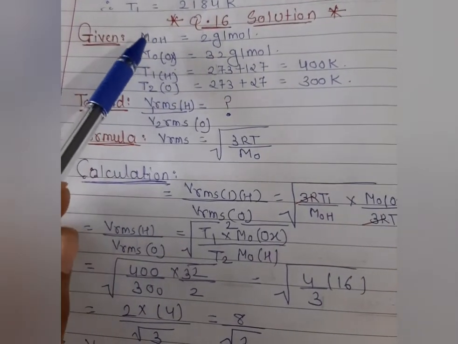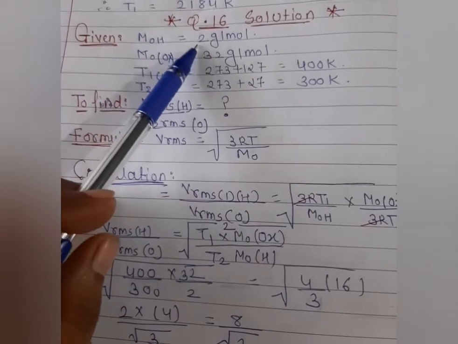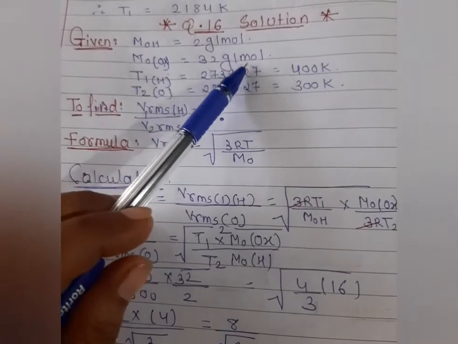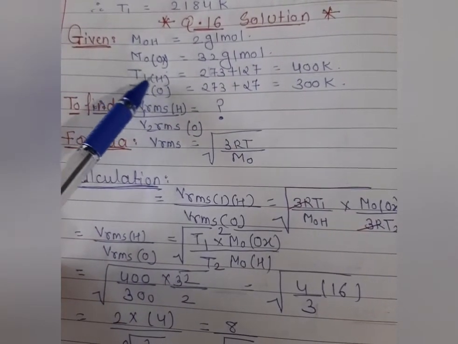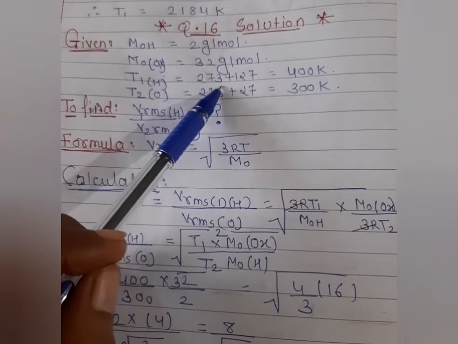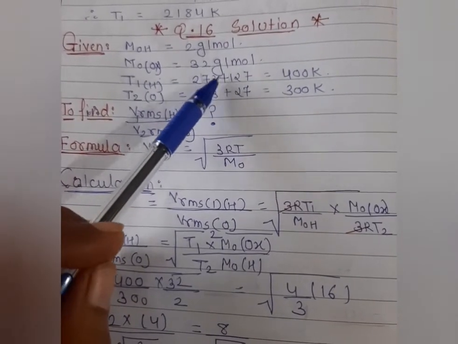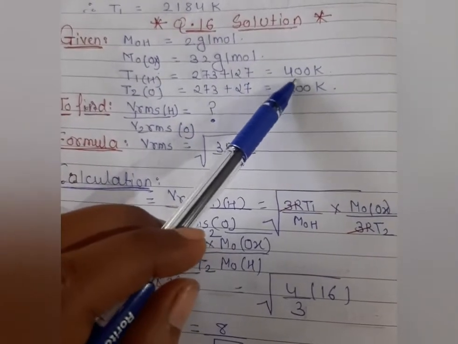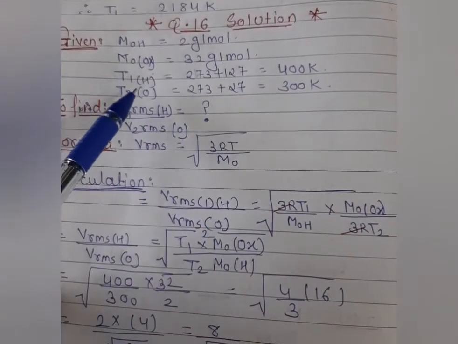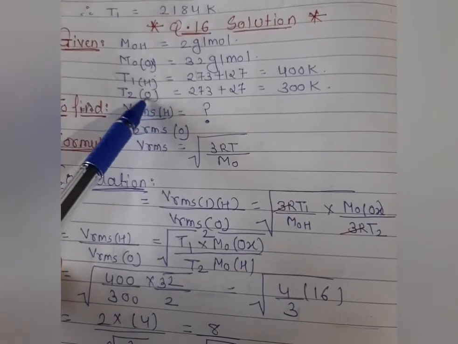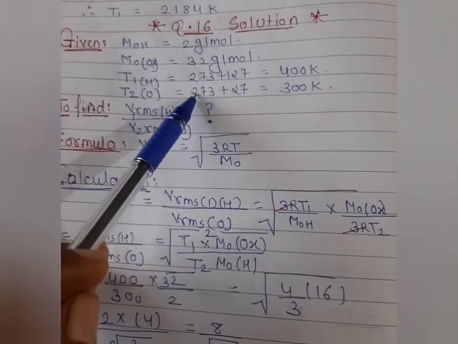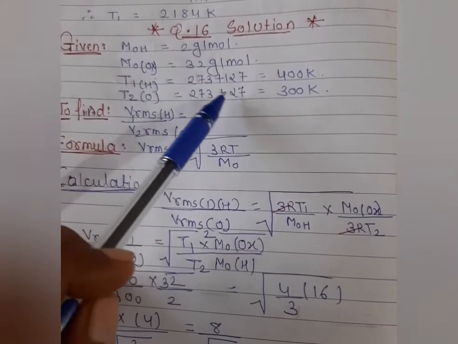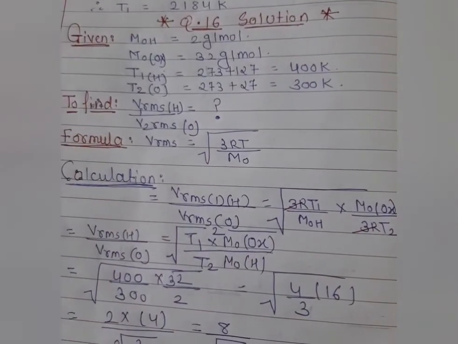So here we have the molar mass of hydrogen as 2 g per mole and oxygen as 32 g per mole. The temperature of the hydrogen, T1, converted from degrees Celsius into Kelvin, is 273 plus 127, that is 400 Kelvin. And T2, the oxygen temperature, is 273 plus 27 degrees Celsius, so 300 Kelvin.